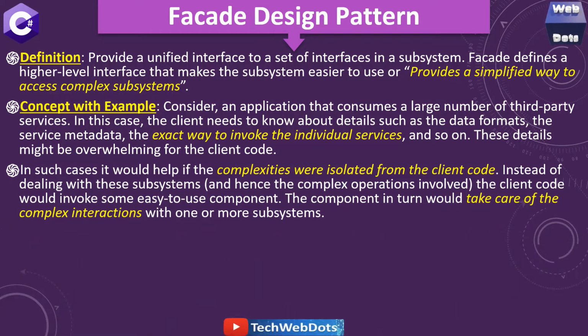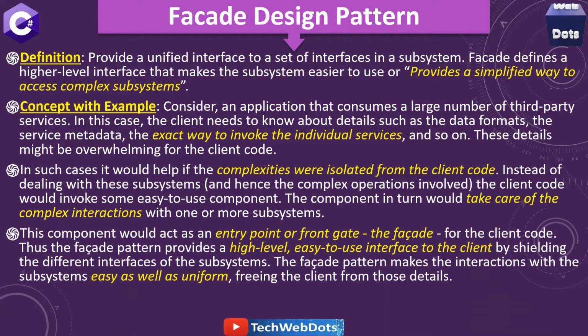So in such cases, it would help if the complexities were isolated from the client code, so the client can easily consume. Instead of dealing with these subsystems, the client code would invoke some easy to use component, and the component in turn would take care of all the complex interactions with one or more subsystems. Don't worry if these points are not clear, I will explain again and again with an example with a best figure. Okay, this component would act as an entry point or front gate, or you can say it is the Facade for the client code.